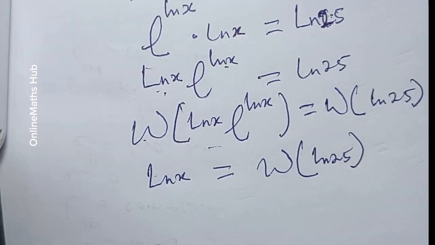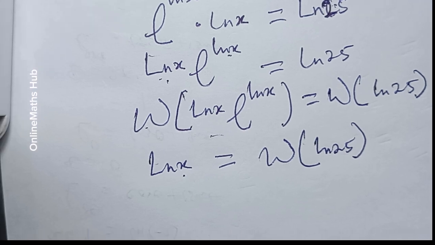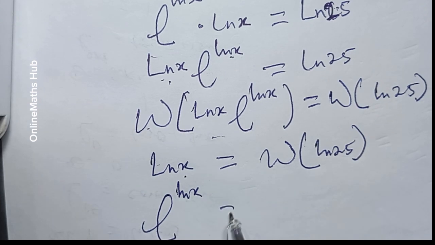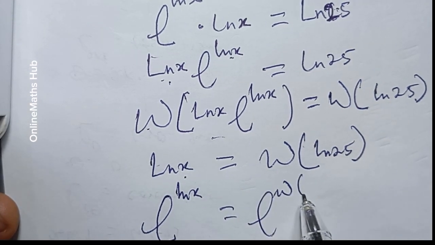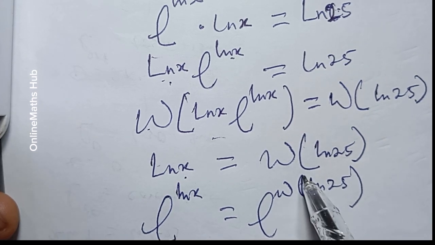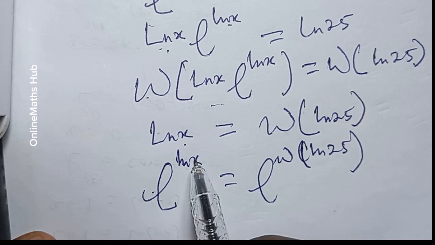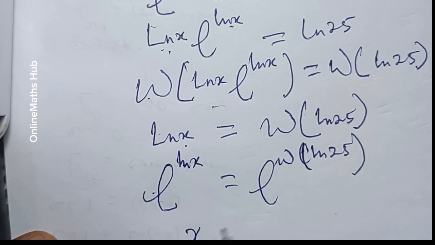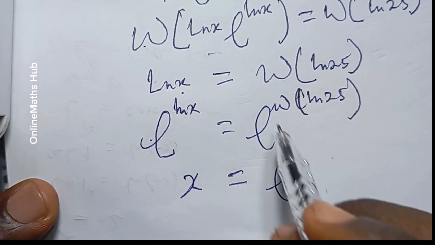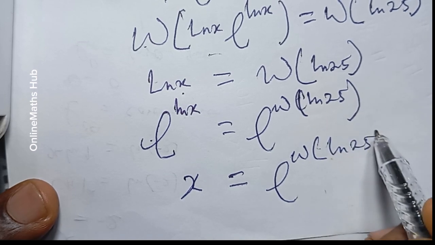Because we are looking for the value of x, what we want to do next is take the exponential of both sides. If we do that, we have exponential natural log of x is equal to exponential Lambert W function of natural log of 25. At this point, exponential natural log of x is equal to 1 times x, which remains x. So x is now equal to exponential Lambert W function of natural log of 25.